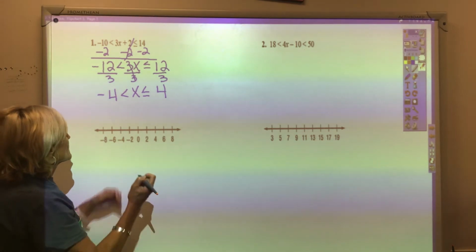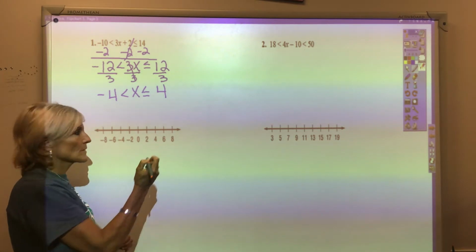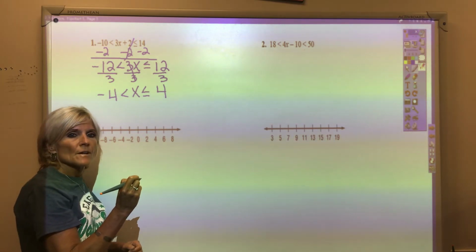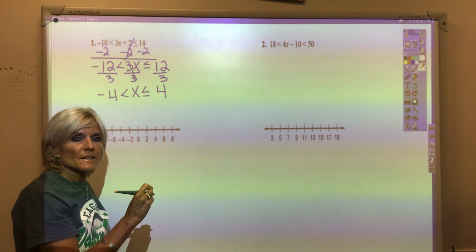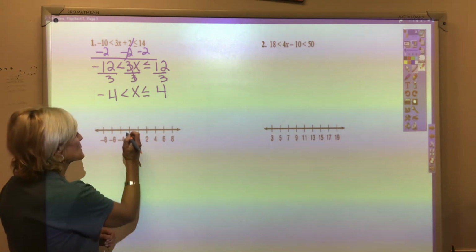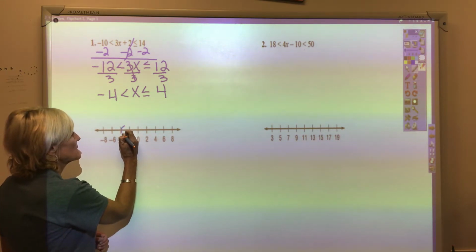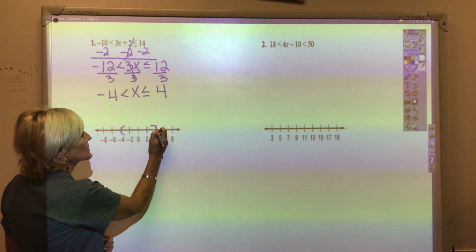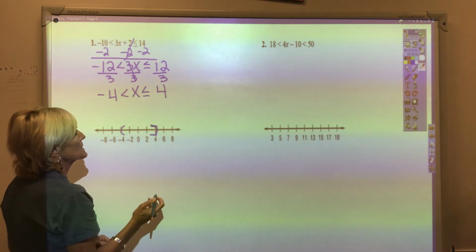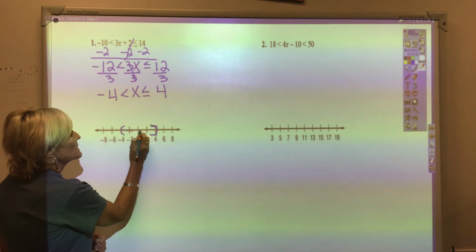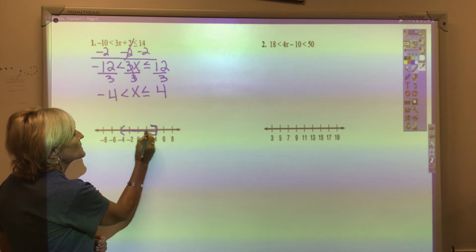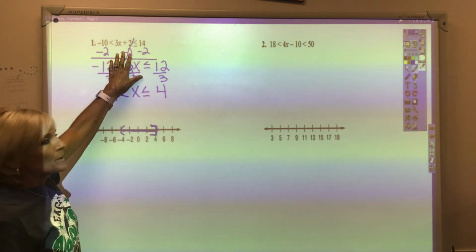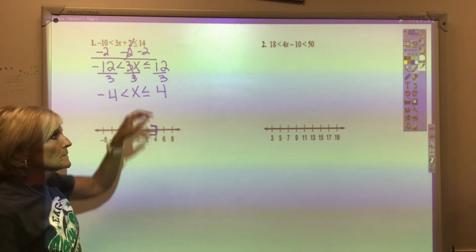So the left end of my graph will be at negative 4, and I'm going to do these like we did on the number line in section 1.5. I'm going to put a parenthesis if it's a less than, and a bracket if it's a less than or equal to, excuse me. So then I shade in between. All these values between negative 4 and 4 will make this inequality true.